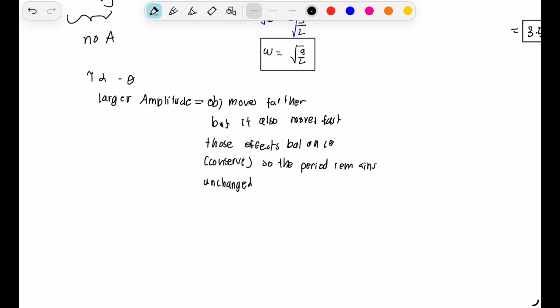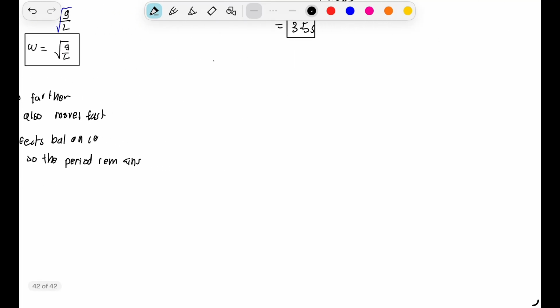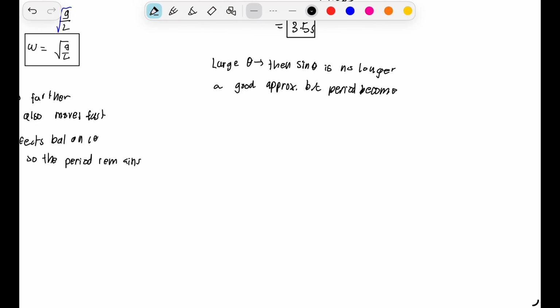If you have a very large angle, then sine theta is no longer a good approximation for theta because the period becomes slightly longer. So that's why we assume that there's going to be no change in period. No change in period because it's not dependent on amplitude.